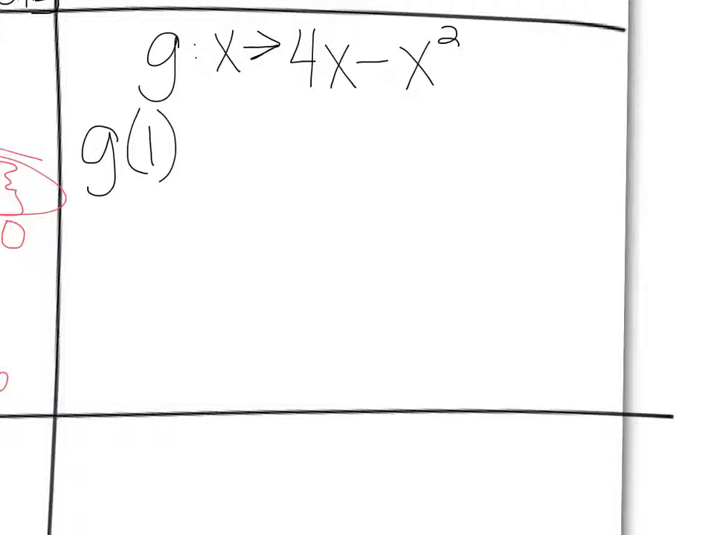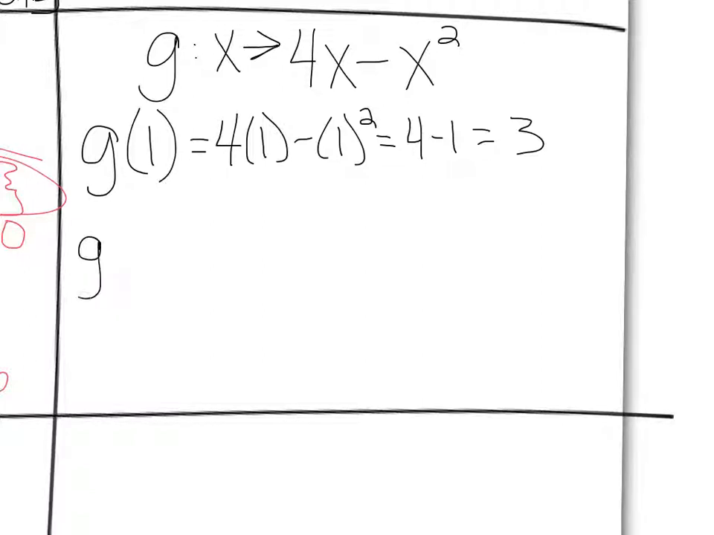Okay? So you can think about it: if my domain is 1, I'm going to plug 1 in for x. But your domain is actually all real numbers. You're finding one specific value. So if I plug 1 in for x, I have 4 times 1 minus 1 squared, which is 4 minus 1, which is 3.